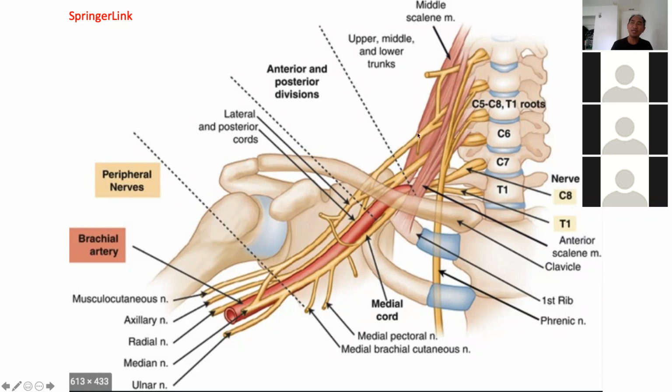And now these trunks will divide into anterior and posterior, anterior and posterior, anterior and posterior. So now three trunks will give us six divisions.